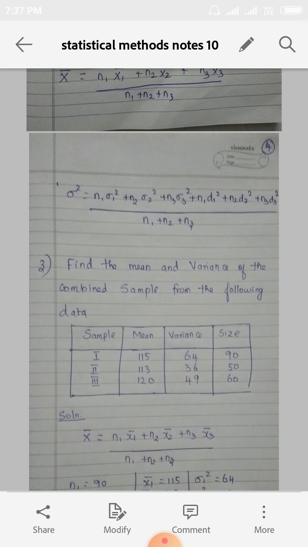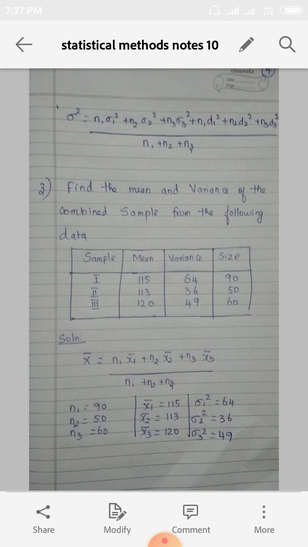Find the mean and variance of the combined sample from the following data. We have to find the mean and variance. The data are given: samples 1, 2, 3. There are 3 samples, and the mean values, variances and sizes are given. First, write the formula for x bar. The combined mean is equal to this; these are the 3 formulas for x bar.